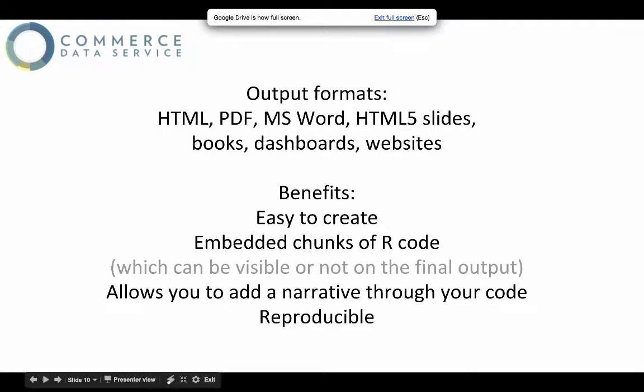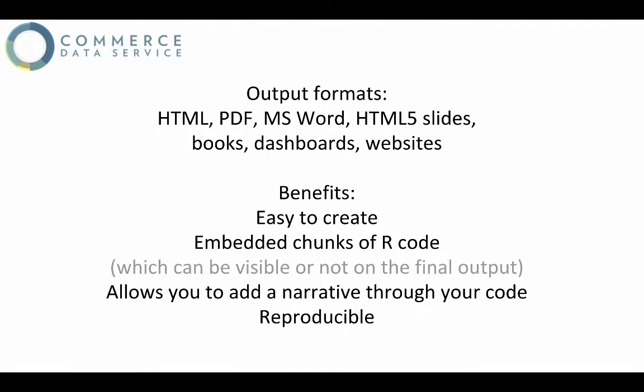So as we saw, R Markdown allows you to make output as HTML, but also PDFs, Word, HTML5 slides and things like that. So there are a lot of benefits to it. It's very easy to create, and you can embed chunks of R code throughout your R Markdown, as well as text, and put in formatting and images to make it more readable. And also, your chunks of R code are either visible or not on your final output.